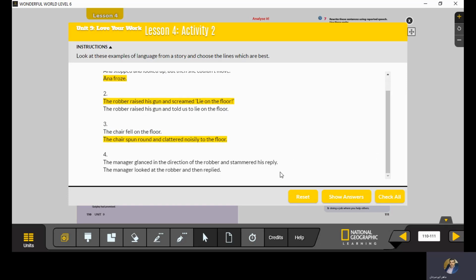Now let's move on. The last one. "The manager glanced in the direction of the robber and stammered his reply." Or "The manager looked at the robber and then replied." So this one sounds more dramatic, right? Okay, let's move on.